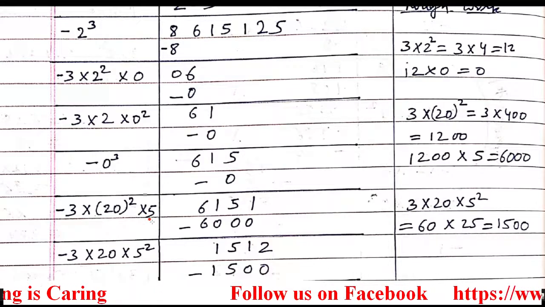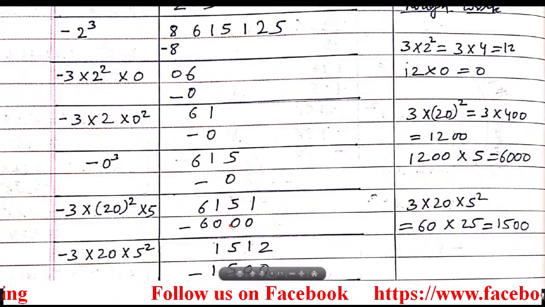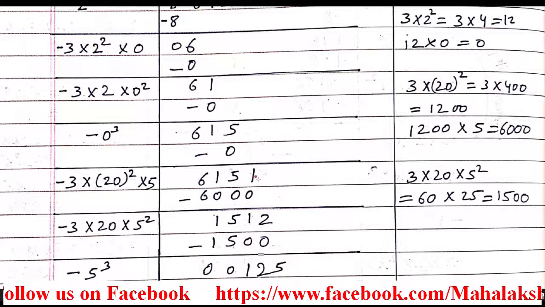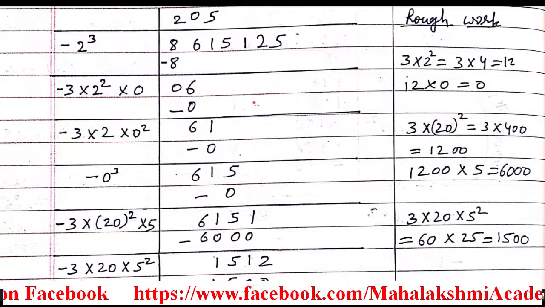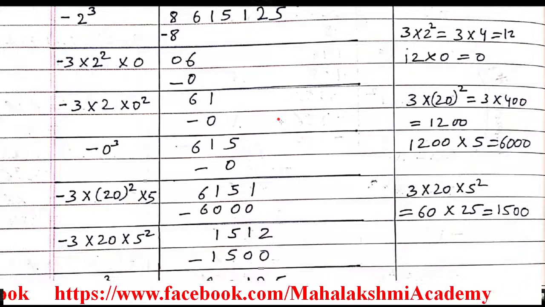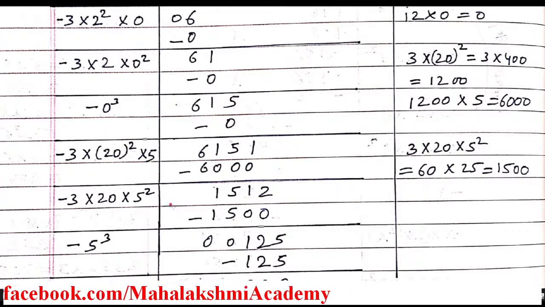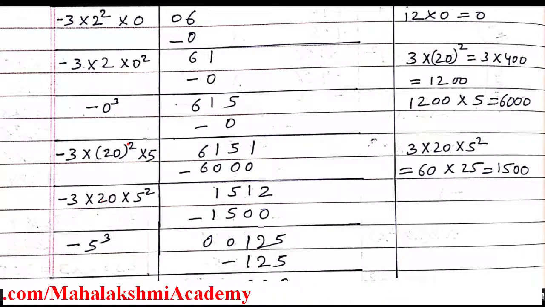Write this 5 in the answer also, and write the product right here. Subtract it, you will get 151. Here we copied 1, so we will see after 1 which digit we have. 2. So write here 2. So overall it's 1512. Now here you have to reduce the power. First the power is 2, now the power is going to be 1.